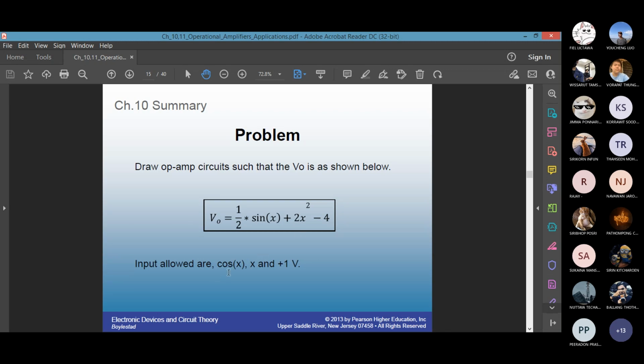Let's look at the first input, cosine x. In order to make it a sine x, what type of op-amp circuit do we need? What type of op-amp circuit would you need? How do you get sine x out of cosine x?